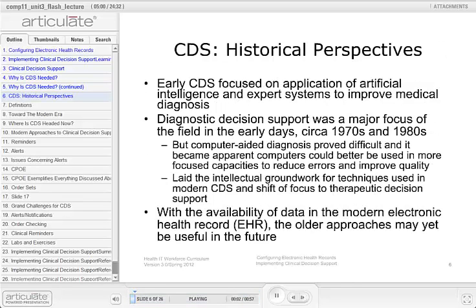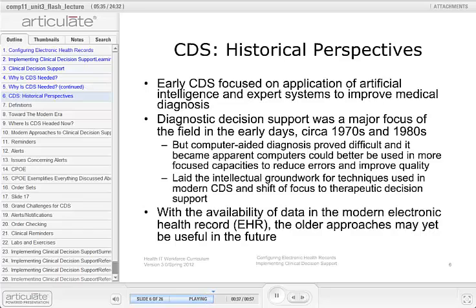Many of the early approaches to clinical decision support focused on the application of artificial intelligence and expert systems with the aim of improving medical diagnosis. Diagnostic decision support was a major focus of the field of biomedical informatics in its early days, the 1970s and 1980s. However, computer-aided diagnosis proved to be very difficult, and it became apparent that computers could be better used by focusing in reducing errors and improving quality.